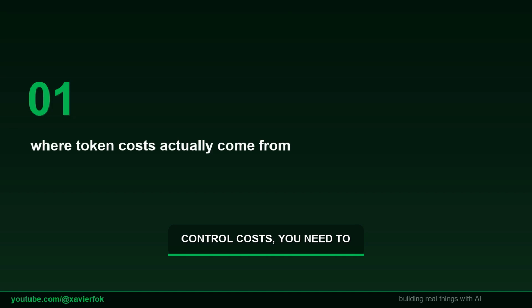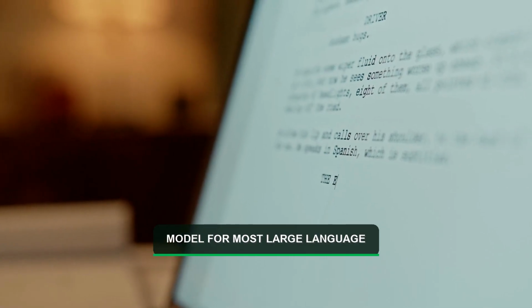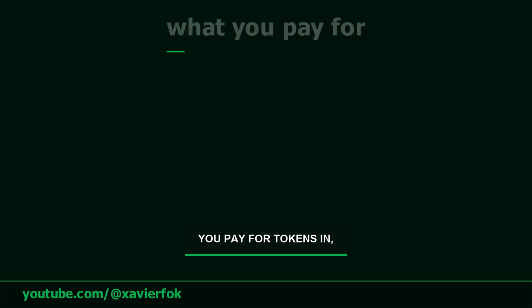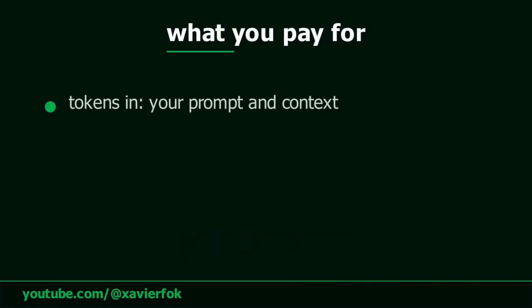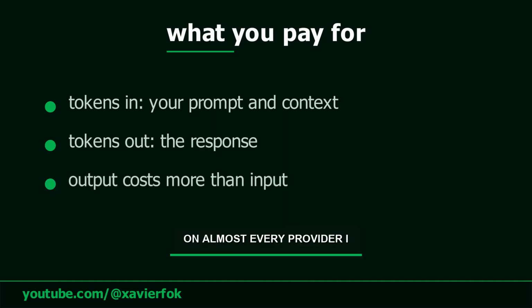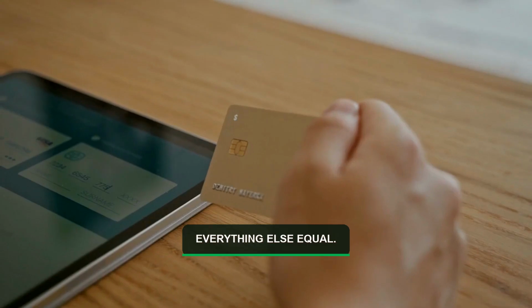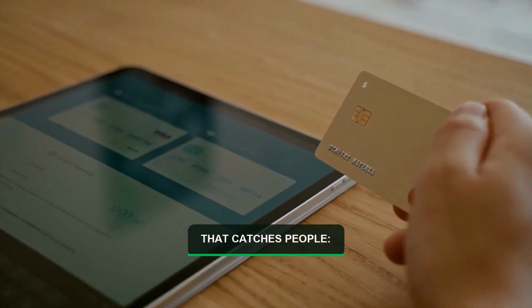Where token costs actually come from. Before you can control costs, you need to understand what you are actually paying for. The unit is a token, which is roughly 4 characters of text, and the billing model for most large language model APIs is simple. You pay for tokens in, and you pay for tokens out. Input is what you send to the model, the system prompt, the conversation history, any documents or context you attach. Output is what comes back. On almost every provider I have used, output tokens cost more than input tokens, sometimes 2 to 5 times more. So a model that writes a lot is more expensive than one that answers briefly, everything else equal.